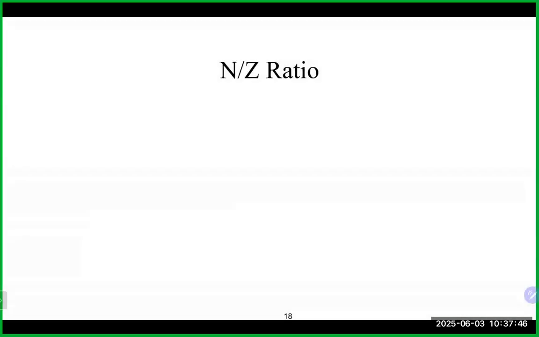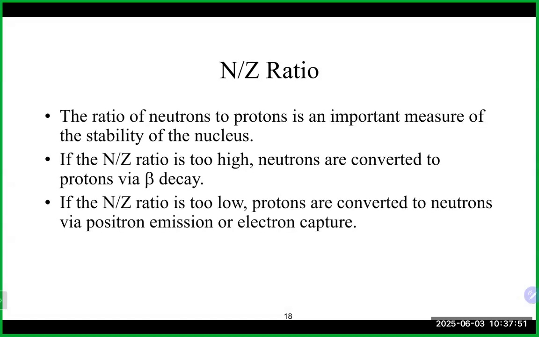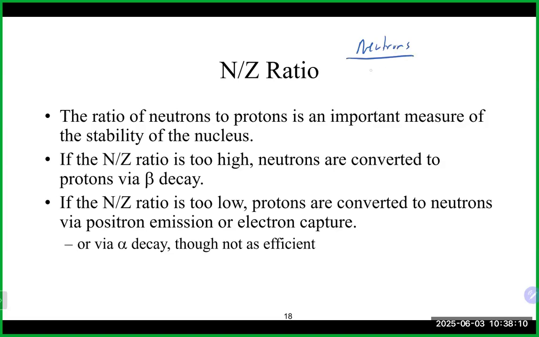So the next thing we're going to talk about is one way that we could look at stability. And stability of a nucleus is one way that we could look at it. A major way that we could look at it is what is known as the N to Z ratio. And N is basically your number of neutrons, and Z is the atomic number abbreviation, which is your number of protons. So the ratio of neutrons to protons will allow us to make a determination in terms of stability.